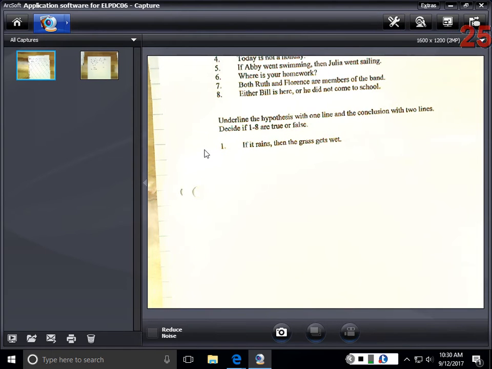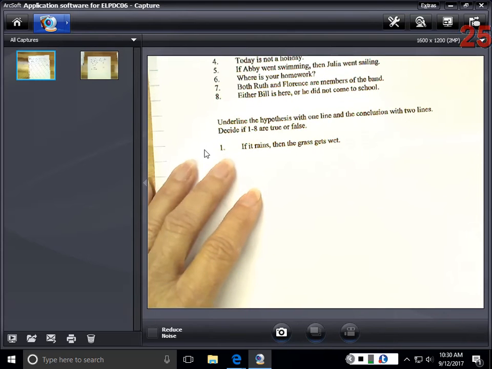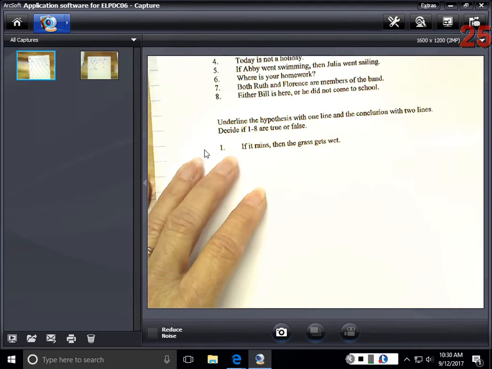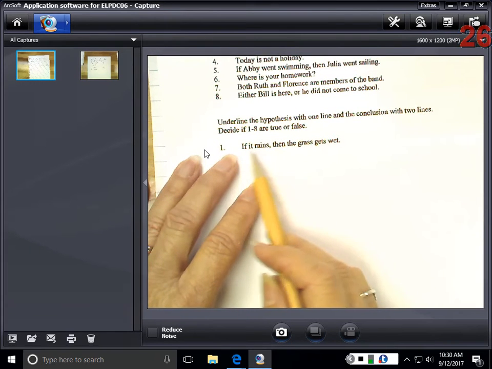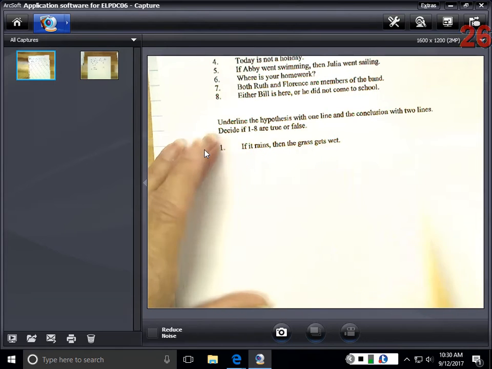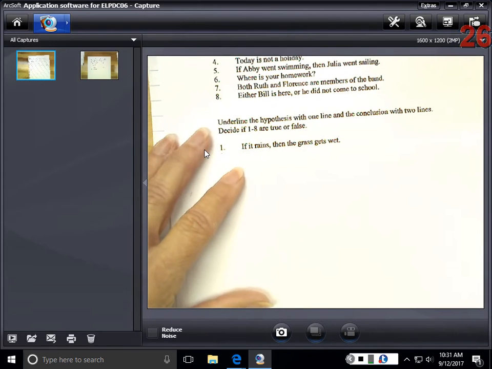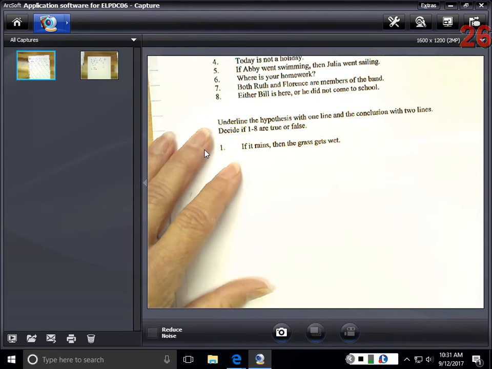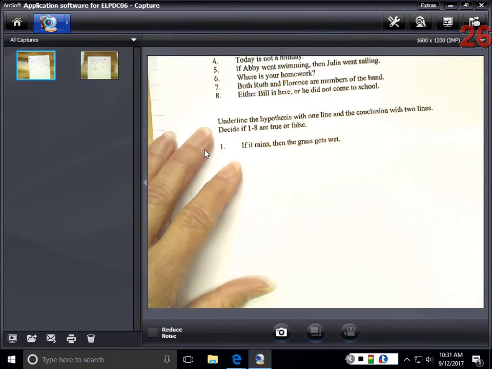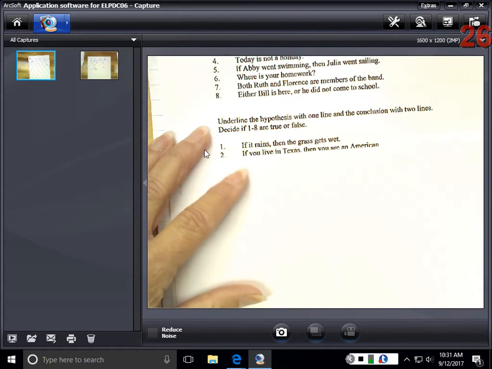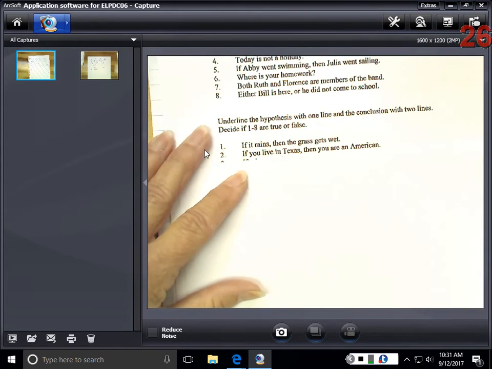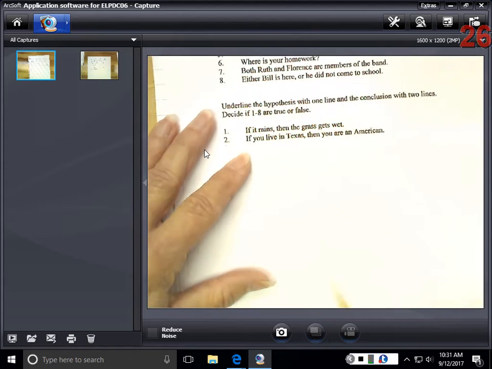Okay? So if it rains and the grass gets wet, which one is the hypothesis? It rains. One line under it rains, two lines under the grass gets wet. Do you think that's true or false? True. Is there any way that the grass would not get wet if it rained? If you covered it with a tarp. Yeah. So that one's false, because it could be under the eave of a house, or you could have a tarp over it or whatever. All you got to do is find one case that makes it false.